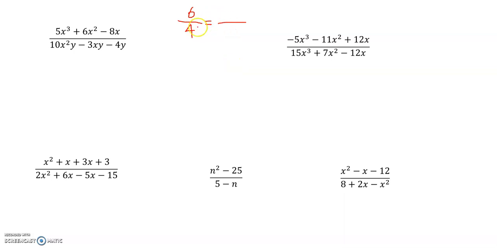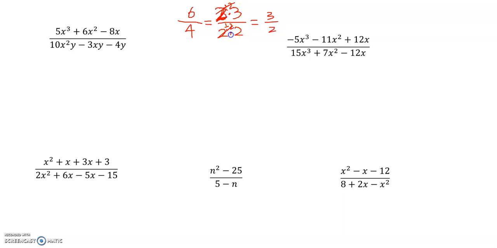Recall the process of reducing a fraction to its simplest form. What we can do is to factor 6 as 2 times 3 and then factor 4 as 2 times 2. And we can divide both top and bottom by 2 and cancel this common factor 2. So we can get 3 over 2.